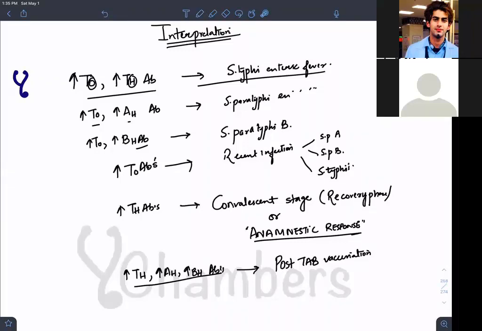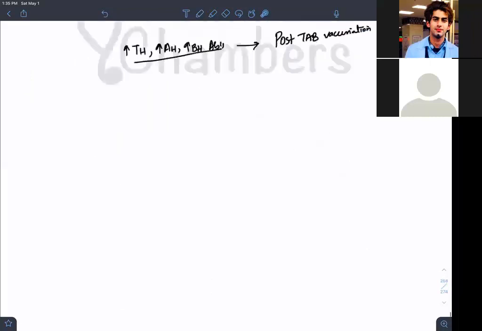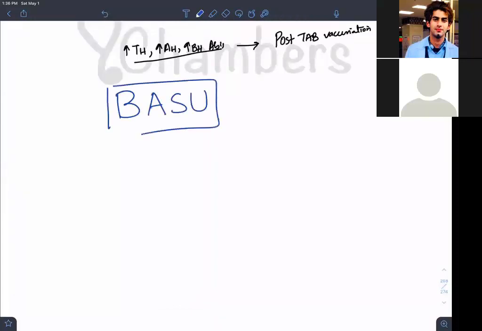So let us write a mnemonic. There is a famous mnemonic called BASU. BASU is used to remember at what period I have to check what, how to know which sample you have to take. So in the first week you have to take what? In the first week we take blood.